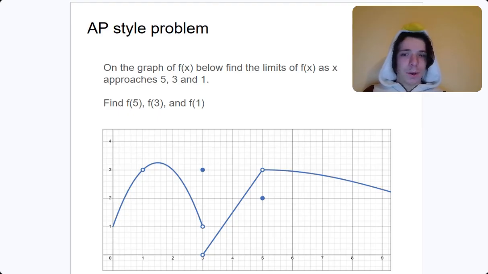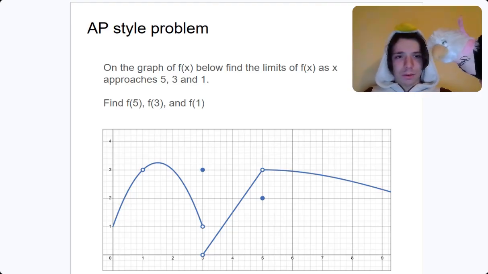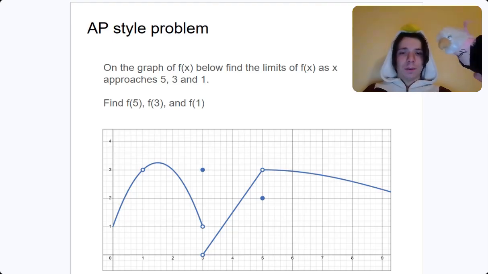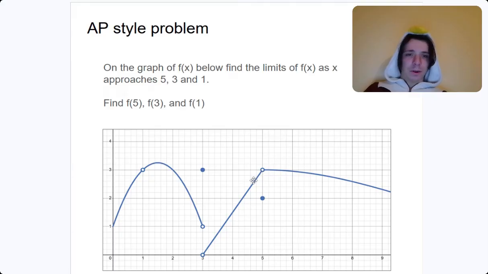Now let's talk about the limits. As you approach x equals 5, Jackie is going to be flying in from the right and Shadow from the left, and you can see that they're both going to end up around 3. So from the right and from the left, it's both approaching 3. So we can say that that limit is equal to 3.